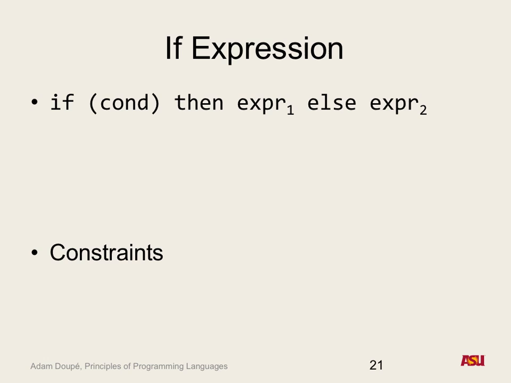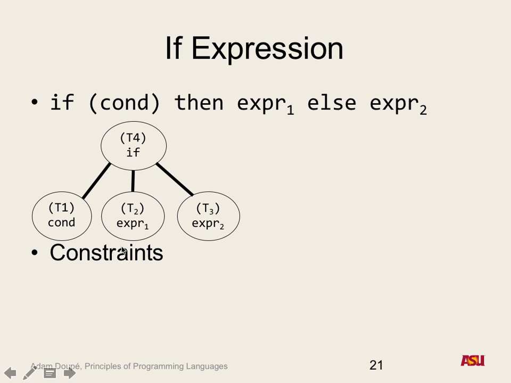Okay, so with an if expression. So we have if condition, then expression 1, otherwise expression 2. So here in our tree, we're going to have the if have, let's say, T4, and we're going to have the condition is T1, the expression 1 is T2, and expression 2 is T3. So then what are the constraints here? T1 has to be a Boolean. And once again, it does not have to be this node. It can be a complex tree. T1 must be a Boolean.